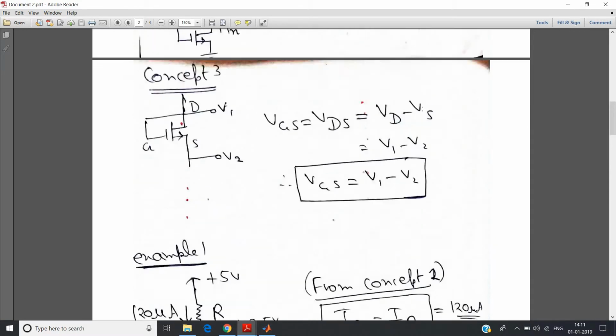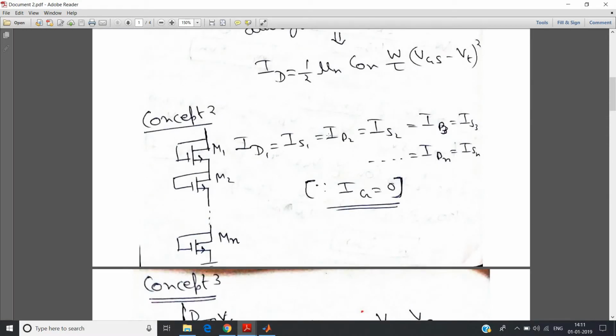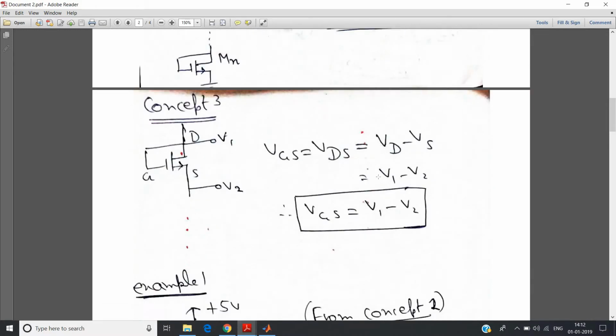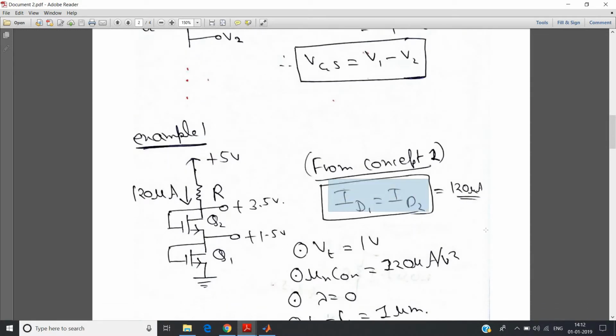What is concept 2? I told you, see, ID1 equal to ID2 equal to IS1 equal to IS2 and so on, right? So instantly, after seeing this circuit only, we can write this conclusion, that is ID1 equal to ID2 equal to 120 microampere.